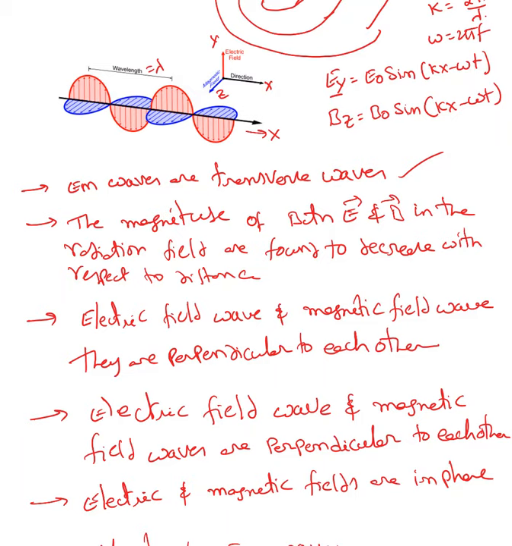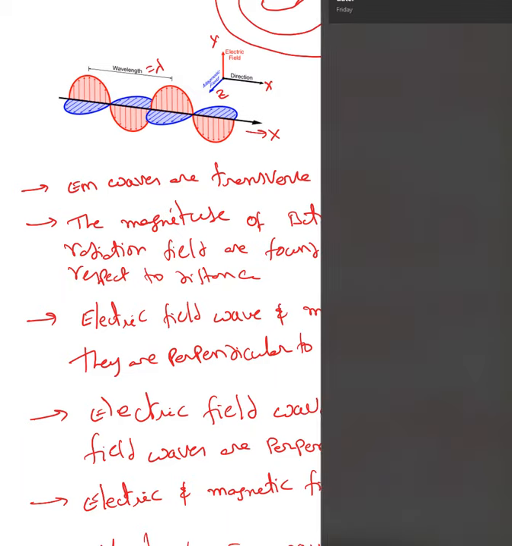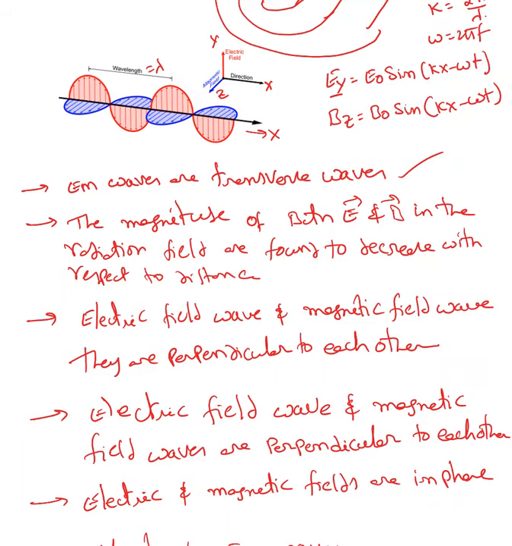Okay, now the magnitudes of both E and B in the radiation field are found to decrease with respect to distance. As I mentioned, the magnitude of this waveform is going to decrease as it travels far away. Best example, as I mentioned, FM radio, your radio station. If you travel 50-60 miles away from the station, it's kind of hard to listen to that radio station, because that waveform does not exist anymore. Okay.